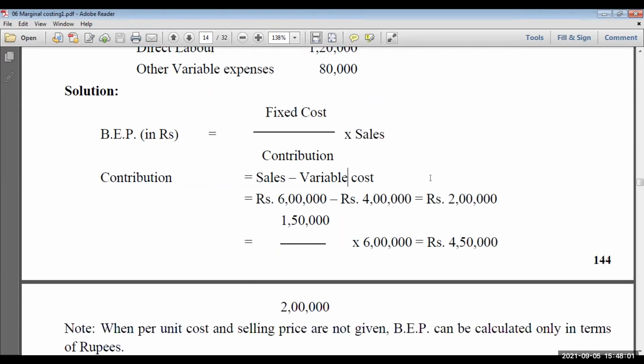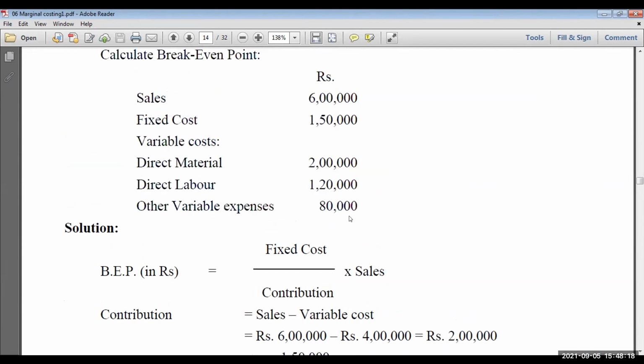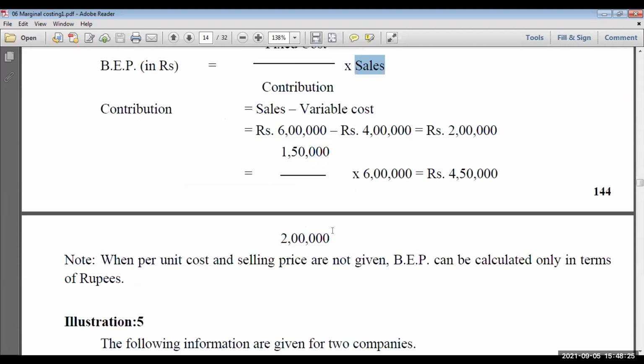So contribution is 2 lakh. Fixed cost is 1,30,000. 4,50,000. Or you can calculate contribution per unit. Here contribution per unit is not there, right? So you can take total fixed cost and contribution into sales. Right? 50,000 is the answer. Okay, next question.